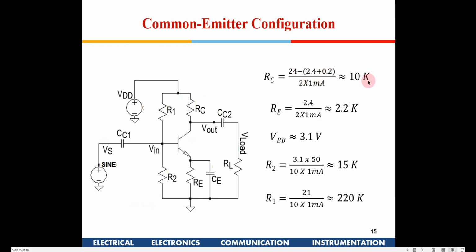Once I have done that, I know it is approximately 10K, because you will find resistances of only certain values will be available, right?